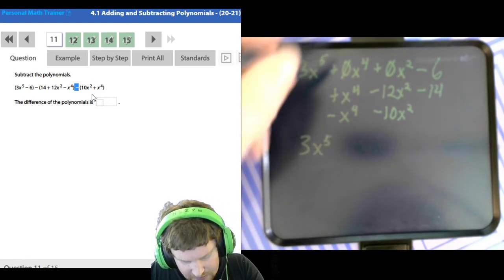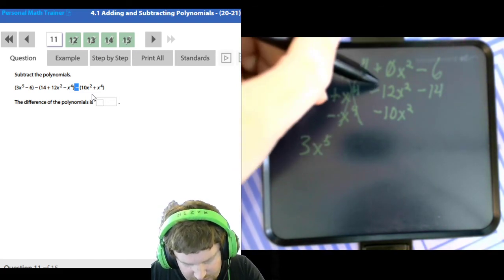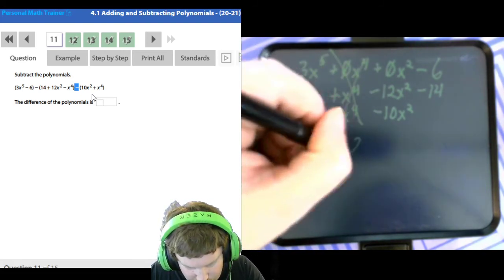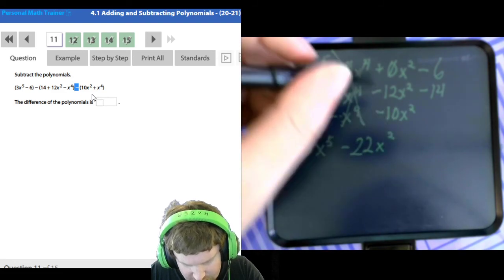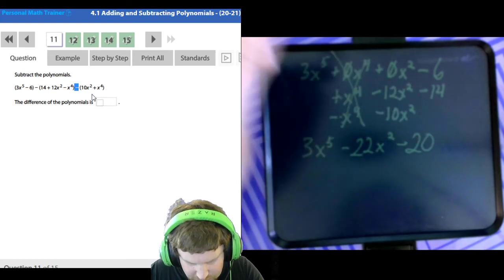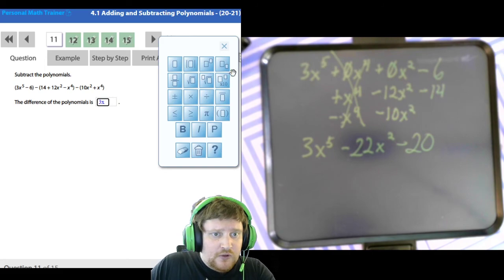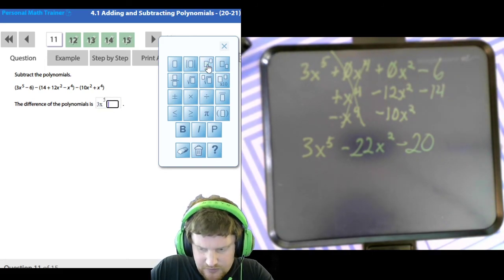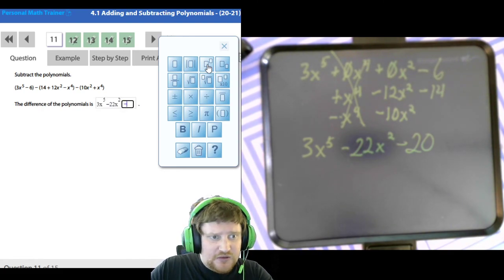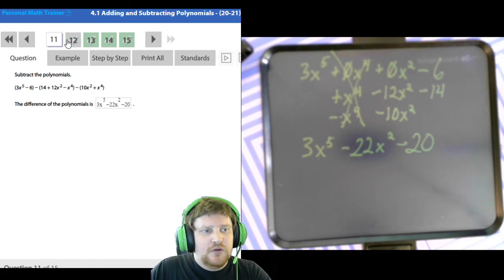3x to the 5th comes down. 0 plus 1 minus 1 is just 0. Those all cancel. This is negative 12 minus 10 is negative 22x squared. And then negative 6 minus 14 is negative 20. So 3x raised to the 5th minus 22x squared minus 20.